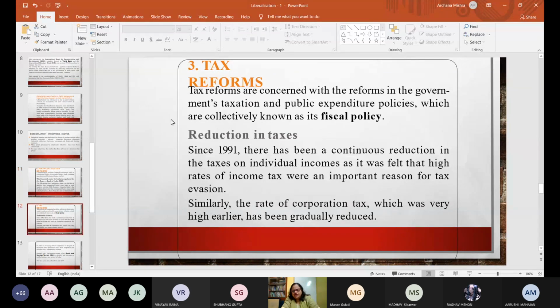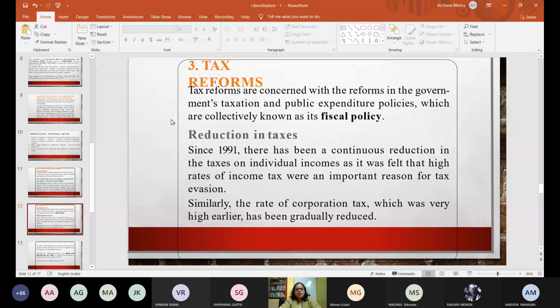Then we discuss the tax reforms, children. The tax reforms are popularly called fiscal policy. The tax policy and the public expenditure policy of the government is called fiscal policy. This is another MCQ. So what we have been doing now, children, this is the last reform for today. In the next class, we'll take up the trade reform and the foreign exchange reform. We'll take up privatization and disinvestment. Under tax reforms, we'll also talk about GST today. And then in the next class, we'll talk about globalization, WTO, outsourcing.